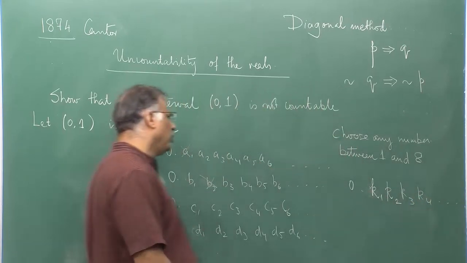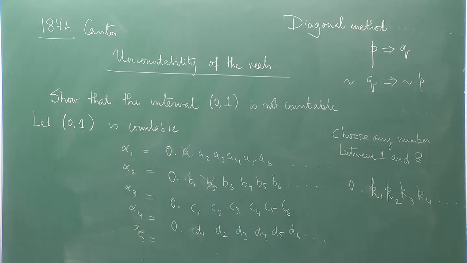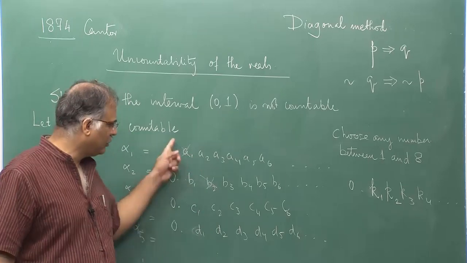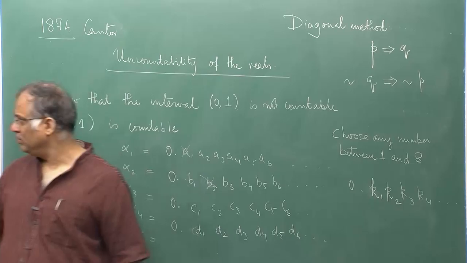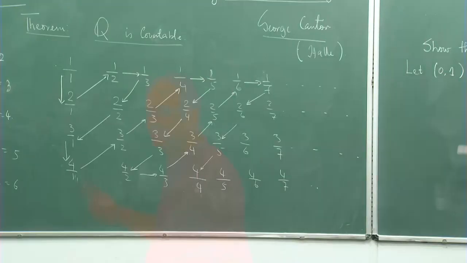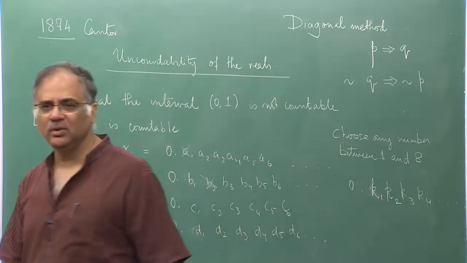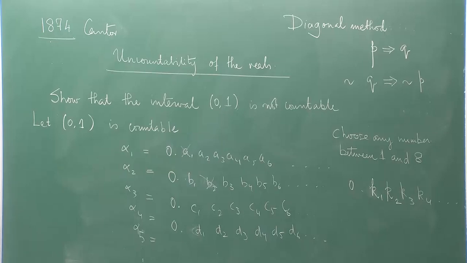Now, you might ask, why are you asking me to choose from 1 and 8? Why not 0 and 9? Suppose none of these are 0, and you put 0, 0, 0, 0, 0, then you will get 0, and 0 is not in that set. So basically, you can't say anything. 0 doesn't belong to that set.